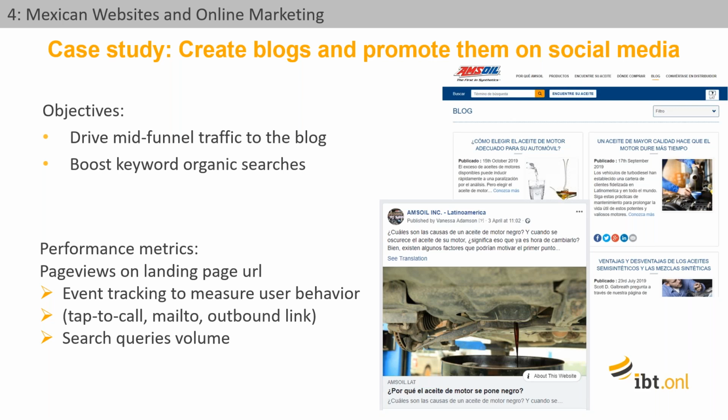So, when we're creating a blog for AMSOIL, for example, we're doing it in conjunction with them, obviously. Doing the keyword research, getting the right message across, getting the right sort of tone into that market. And this is an example of just saying, okay, we're going to create a blog for AMSOIL, for the Latin America and Mexico markets in particular, then push it out onto Facebook.